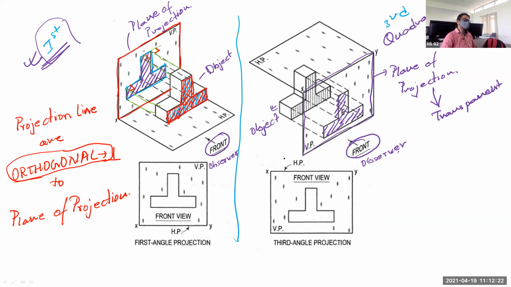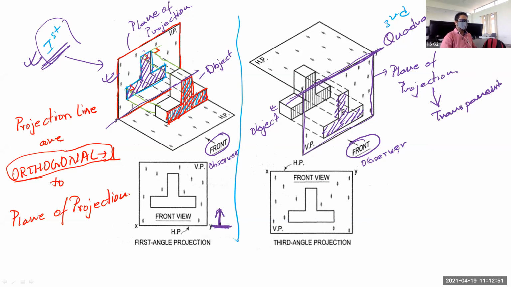Okay, so this is one of the differences. We will see them in tabulated form in later slides. So what you can see, this is your reference line, and the front view is made above your reference line for first angle projection method. And here you can see this is your reference line, that is your XY line, and your front view is below your reference line. That is why you can clearly see here.